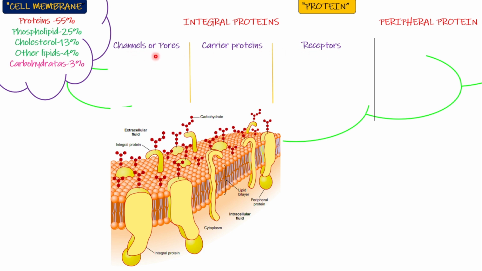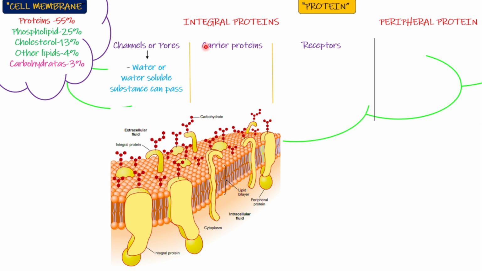Okay, now, channels or pores? Anything which is not lipid soluble or which is water soluble cannot pass through this lipid bilayer of cell membrane. So how can the water soluble things and the water itself pass through the cell membrane? They will pass through the cell membrane via these integral proteins, because these integral proteins act as channels or pores. So integral proteins acting as channel or pores, water and water soluble substances can pass through them.